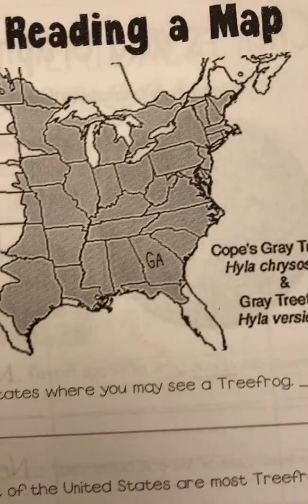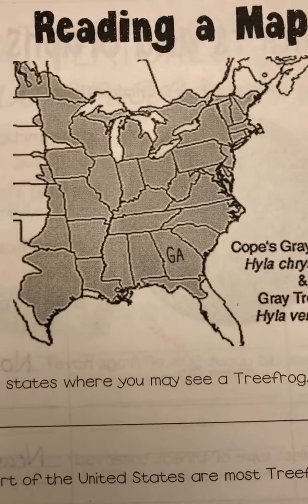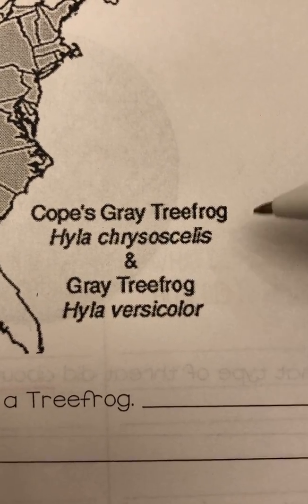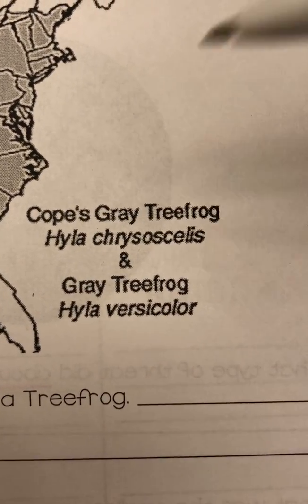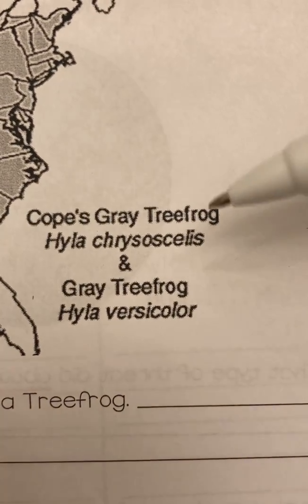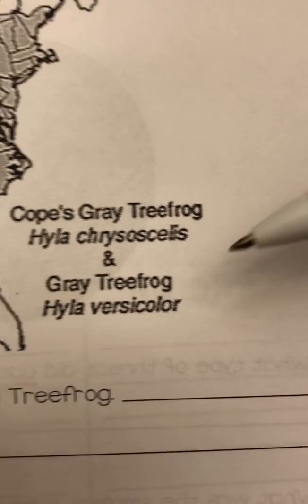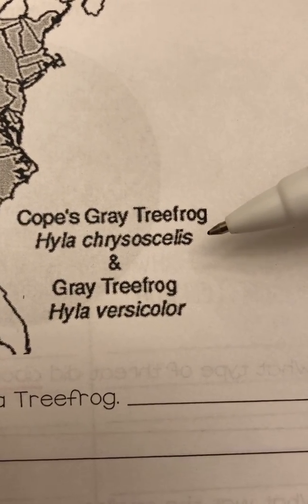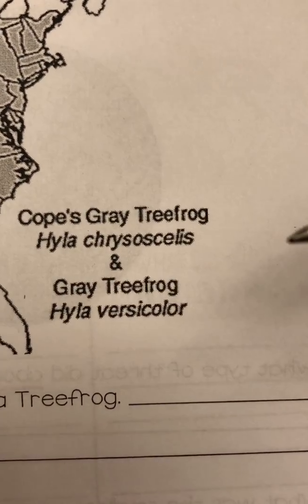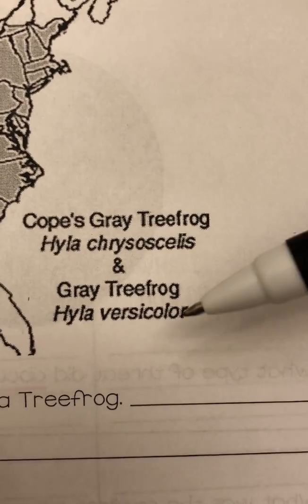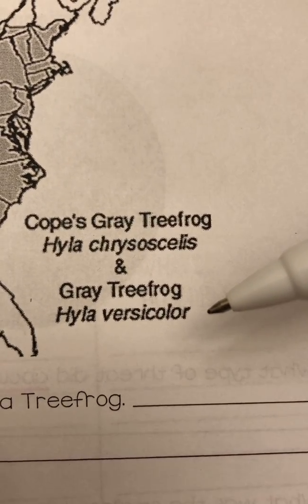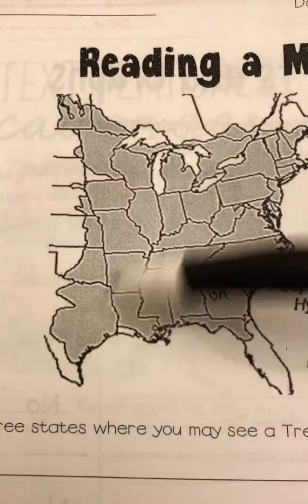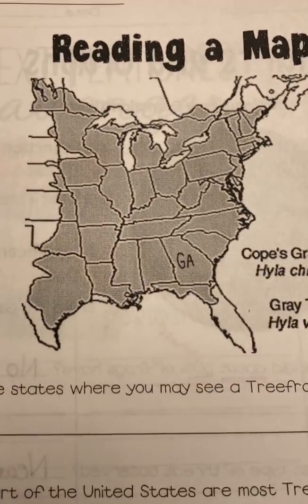So if I look at this map, like we talked about, it's a piece of the United States. I'm looking at the areas where these 2 species of tree frogs can be found. So Cope's gray tree frog, and this is the scientific name for it, Hyla chrysoscelis, and the gray tree frog, and this is the scientific name, Hyla versicolor. All right, so the shaded areas, the gray areas, are where we can find these 2 types of frogs.